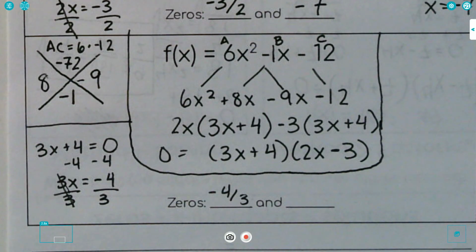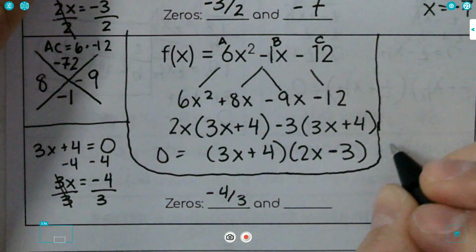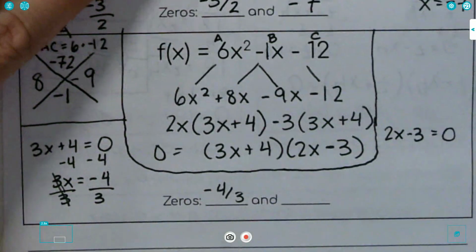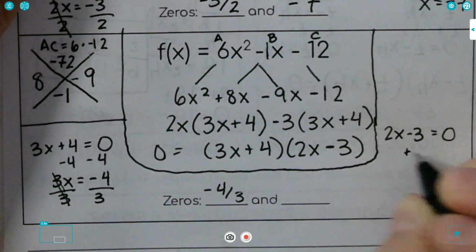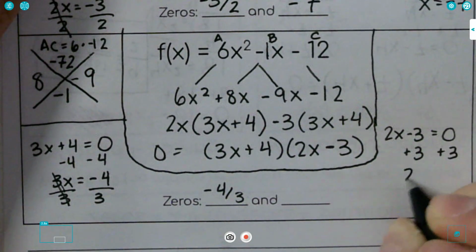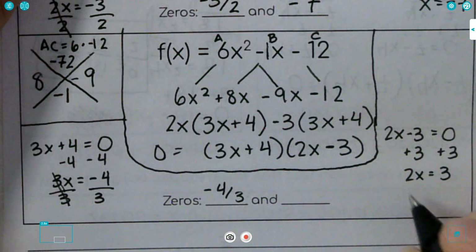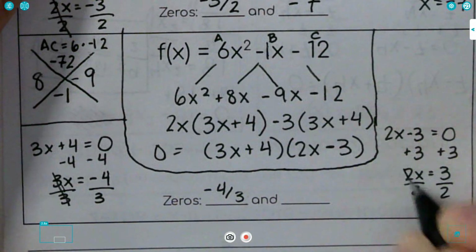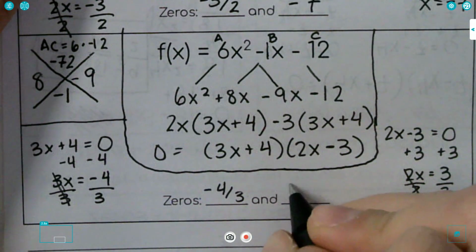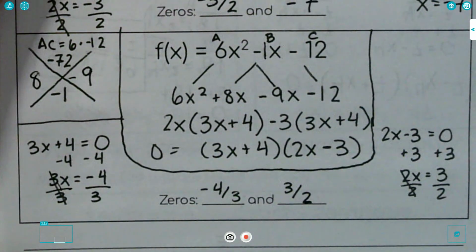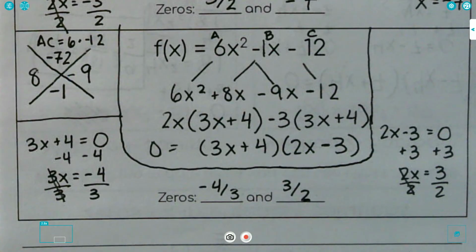And then for my other guy, I'm going to do the 2x minus 3, set it equal to 0. I'll have to add 3 to both sides. So I'll get 2x equals positive 3. And I can divide both sides by 2. I'm going to get x is 3 halves. Okay. Any questions at the moment?